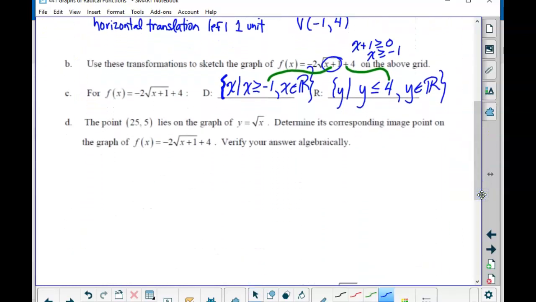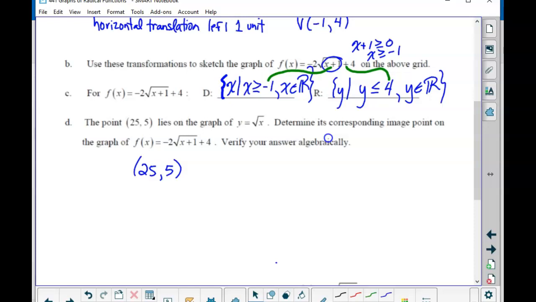All right, so then image points. So it says the point 25, 5 lies on the original graph. Makes sense. The square root of 25 is 5. Determine its corresponding image point on this new function. Okay, verify algebraically. So this is the one that we just graphed. So we want to take 25, 5 and perform the transformations on it. You don't just substitute 25 into this new function. It won't be the image point. It'll give you a point on the new graph, but it won't give you the image point, because the x value will still be 25.